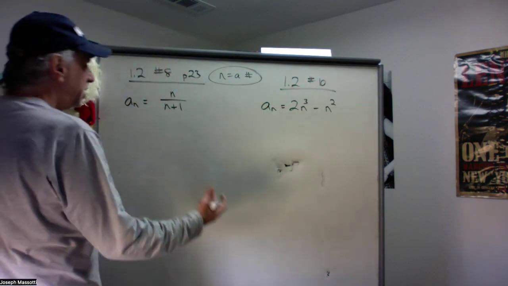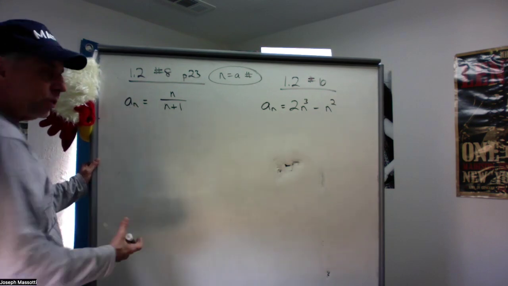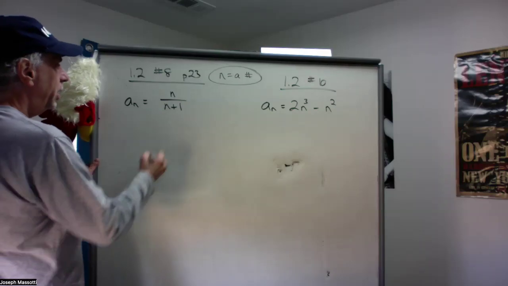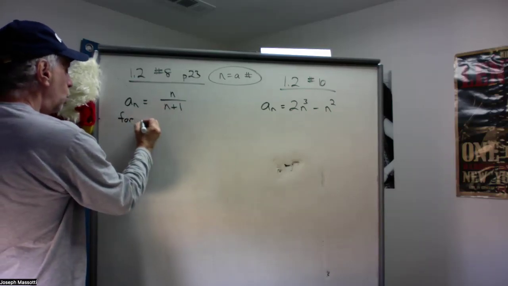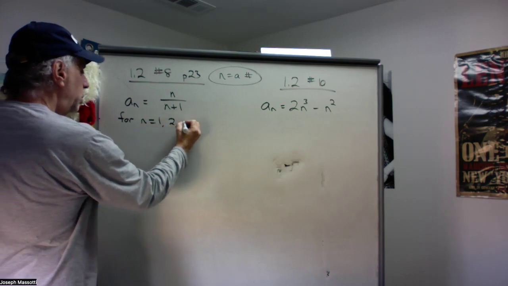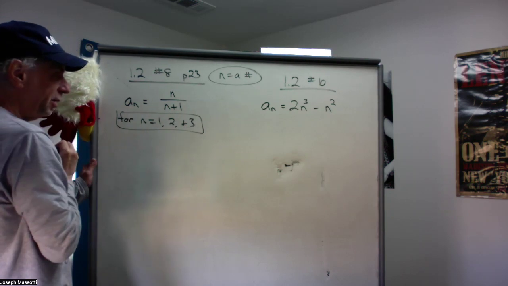So the book, I think, asks for the first 5. I'll do the first 3 here for each one just to save a little time. So you're being asked to plug in the numbers 1, 2, and 3. Again, in the book, it's 1 to 5. I'm just saving a little bit of time.